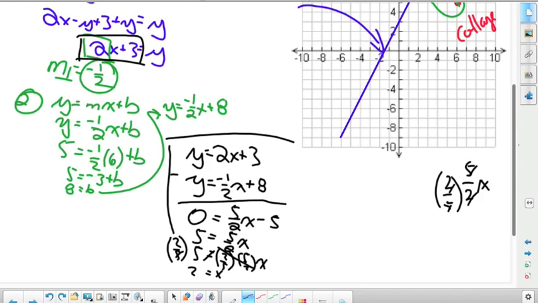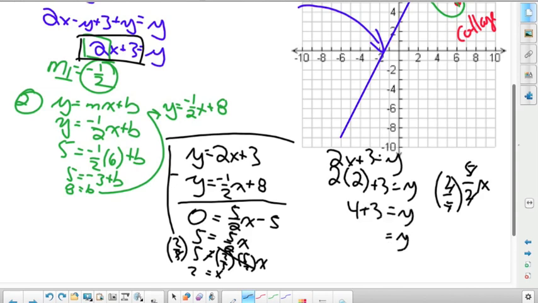So now I got x is equal to 2, how do I get y? You put 2 in either. Yeah. And I'm going to choose the second one because there's no fractions. So here the equation was 2x plus 3 is equal to y. So that's 4 plus 3 is equal to y. So y is 7. So therefore the POI is 2 comma 7.